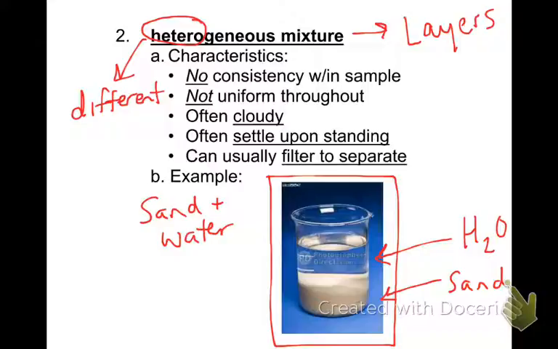If you were to stir this beaker, all of that sand would make it so cloudy. It would cause the beaker to be insanely cloudy. That's what we mean by often cloudy. They settle upon standing. Basically, how did this person get this beaker? You stirred up the sand, and then you just let it settle overnight, and you get these nice layers. When we say we can use a filter to separate, we just pour it through a piece of filter paper. Sand will be left on top. Water will flow right through. So that is a physical separation that we can use to separate heterogeneous mixtures.